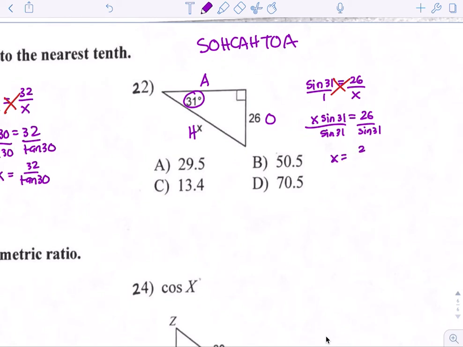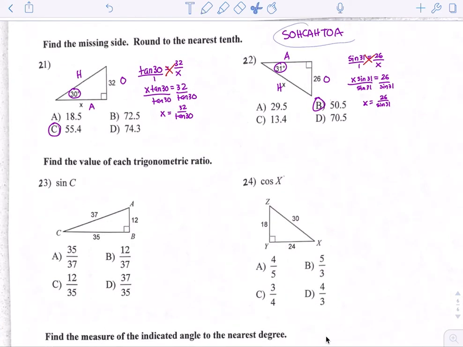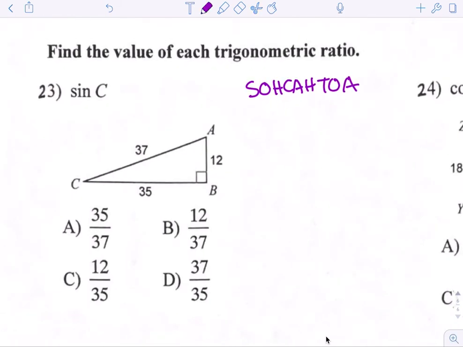X is equal to 26 over sine 31. Put this into your calculator, and you are going to get 50.5, which is B. I'm just going to bring my SOHCAHTOA down here. All right, so we have to find the angle of this one.